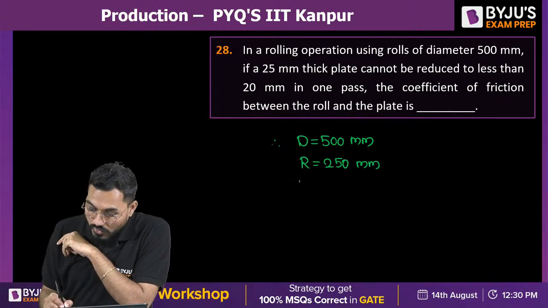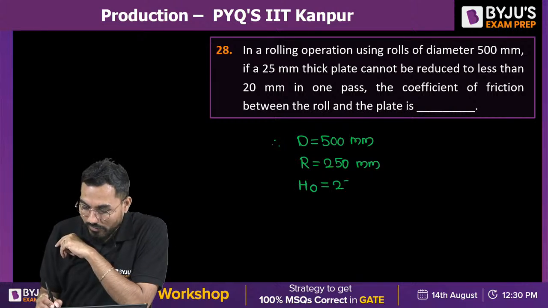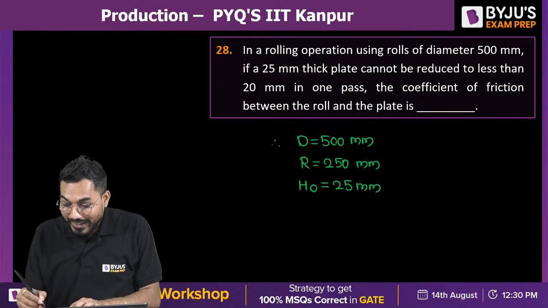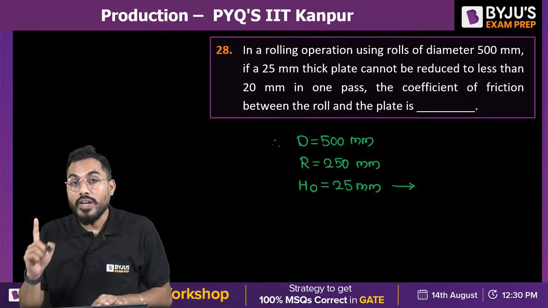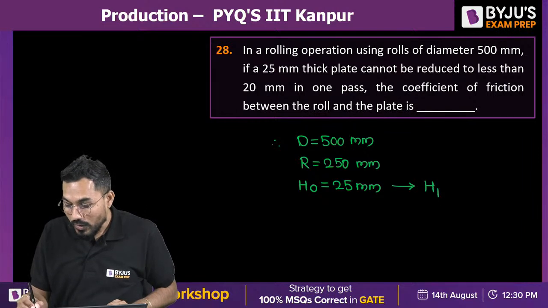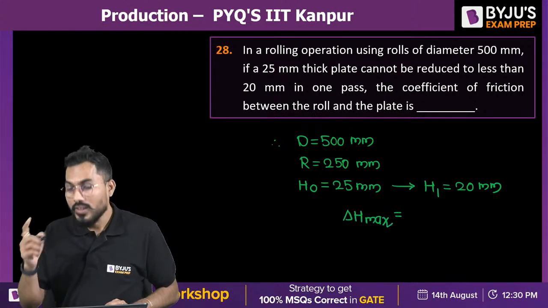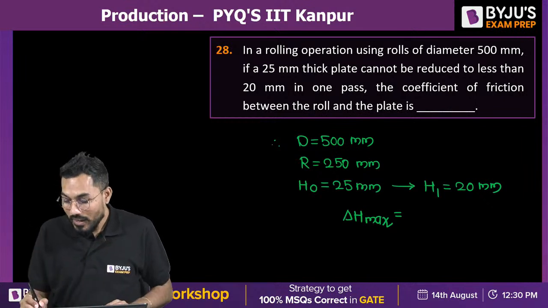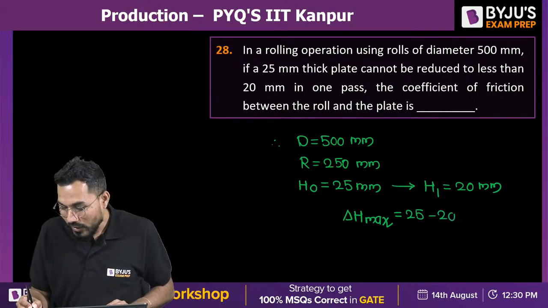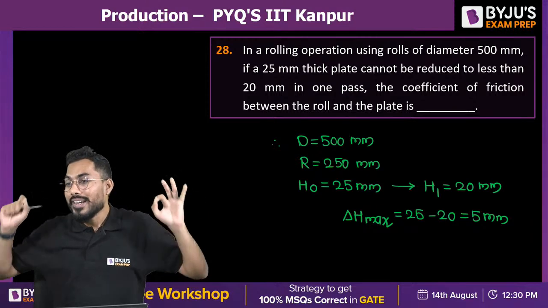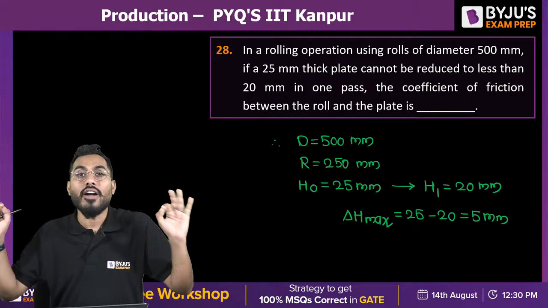Okay, fine. The original thickness of the plate is exactly 25 millimeter, and in one stroke the strip thickness cannot reduce beyond 20 millimeter. So the maximum reduction, delta H max, is original thickness minus final thickness, that is 25 minus 20, which is exactly equal to 5 millimeter. So the maximum reduction that can take place will be only 5 millimeter.